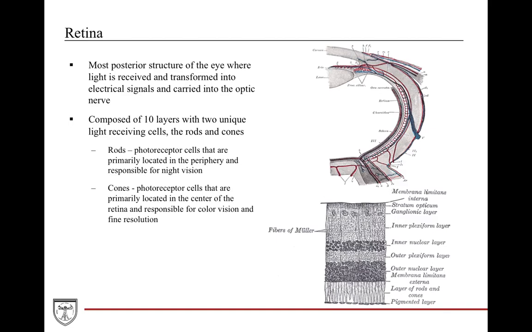It has 10 associated layers, but most notably the rods and the cones. They're very important because they fulfill different functions. They're both photoreceptor cells. The rods are located in the periphery and are responsible for night vision. The cones are located centrally. There are fewer of them, and they're responsible for color vision and fine resolution. So if you were to schematically, just as a rough estimate, show where the cones are, these are where the cones are, and these are where the rods are.